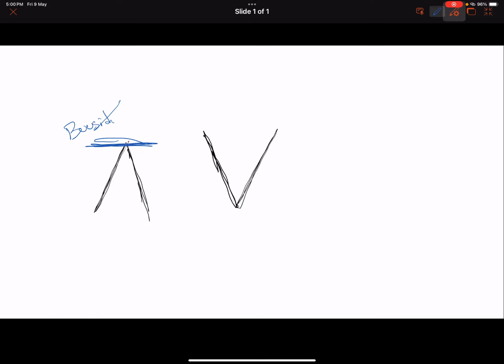Let me just fix it. There's no eraser. Great.